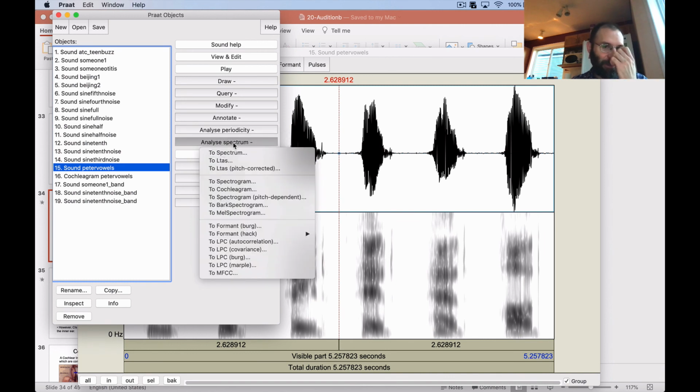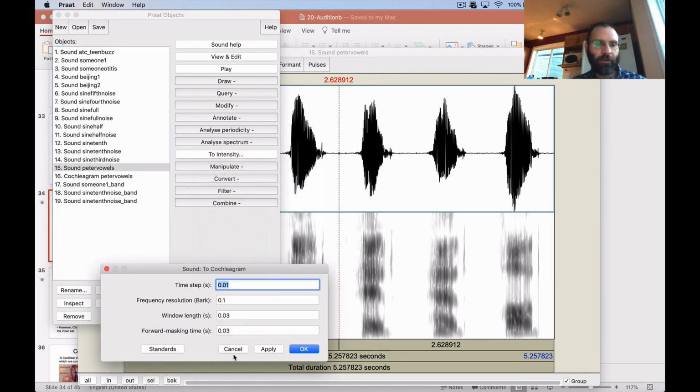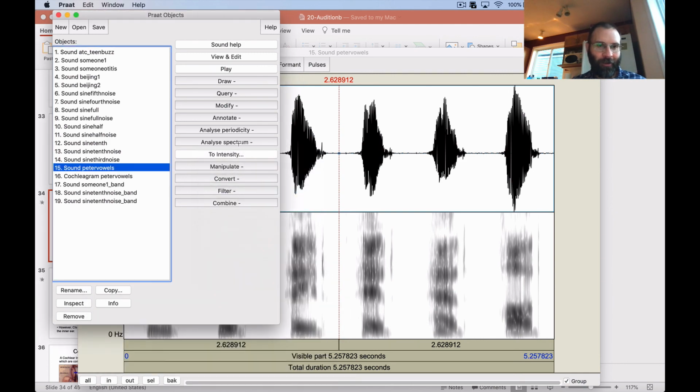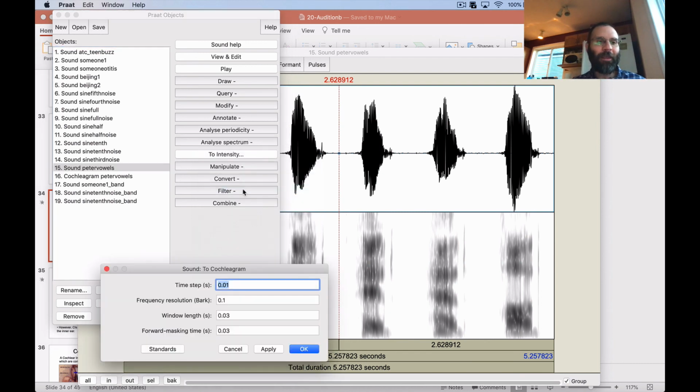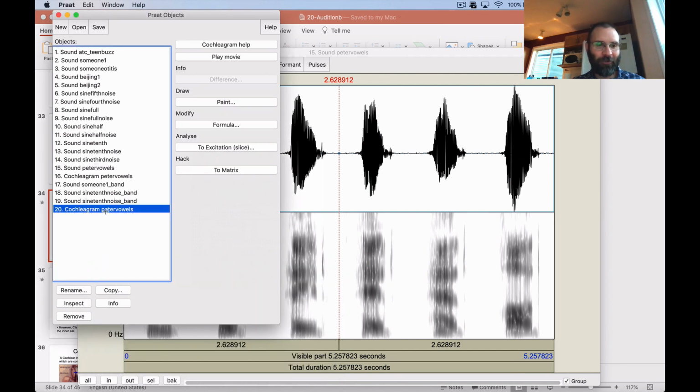So you go to Analyze Spectrum and say go to a cochleagram. Actually, before I do that, I'll point out you can go to a bark spectrogram or a mel spectrogram, and so on and so forth. Let's just go straight to cochleagram, which also includes the loudness transformation. It'll convert it to a cochleagram for us. We can't view it in the normal way for some weird reason, but instead we can paint it.